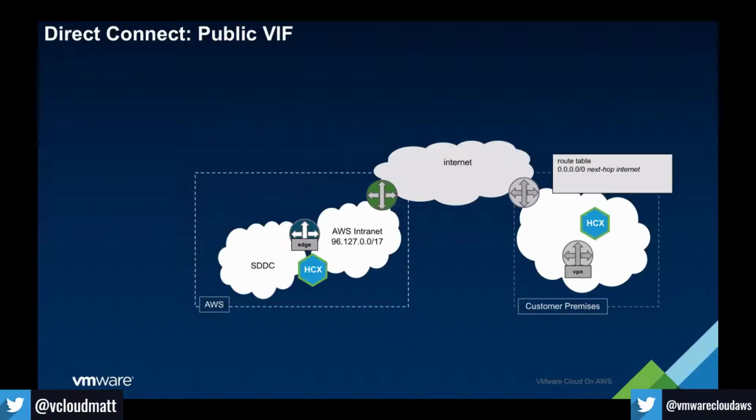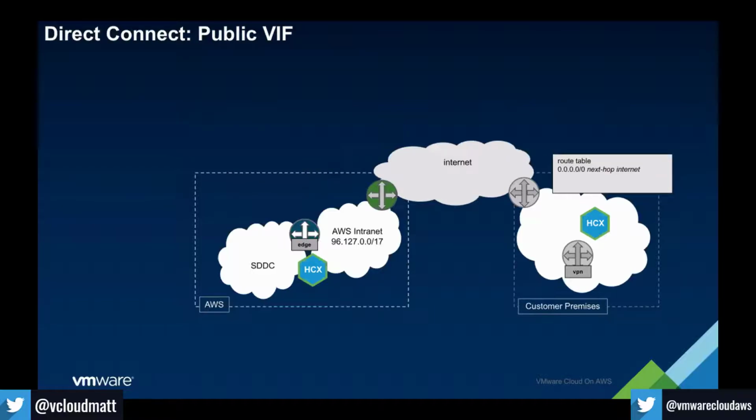Now, one of the other things that we like to talk about on demand is Direct Connect and how it works today. So Direct Connect, with the product today, it works, but not quite the way you expect it to work. Direct Connect in Amazon is basically a private line between your environment and the Amazon environment. With Direct Connect, we have two different flavors of VIFs that we can configure: a public VIF and a private VIF.